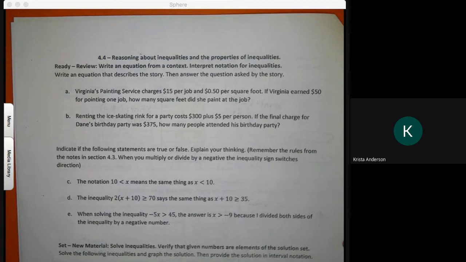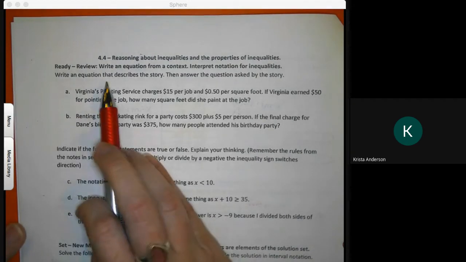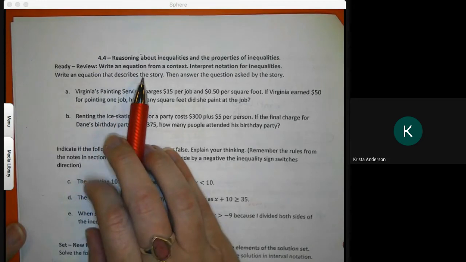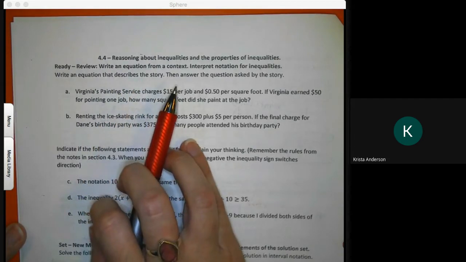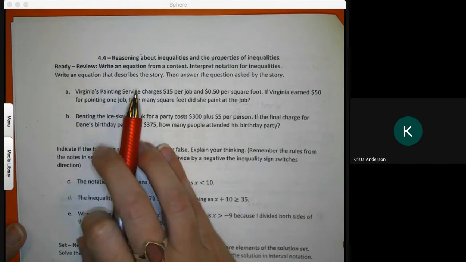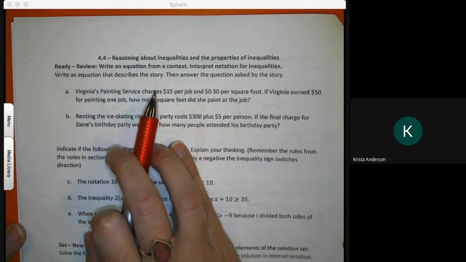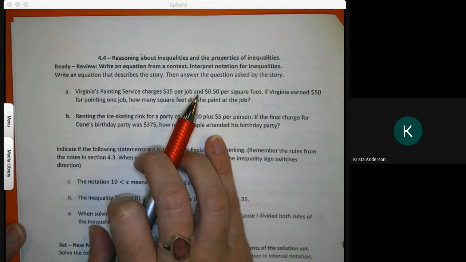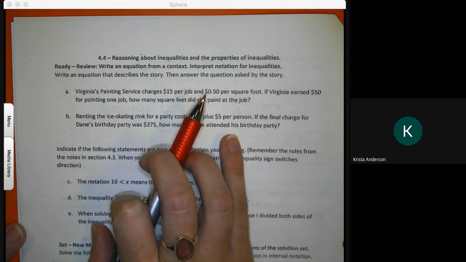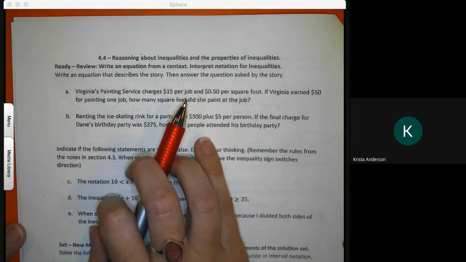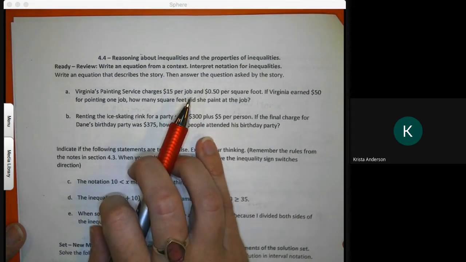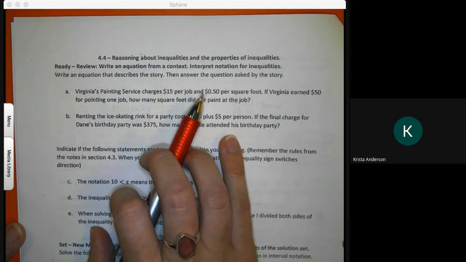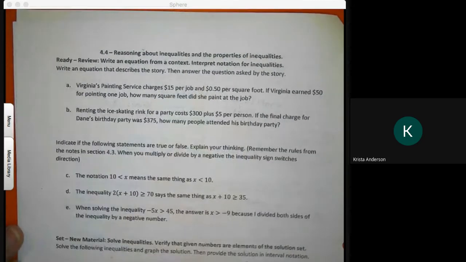For 4.4, we're going to start out with writing an equation that describes the story. Then we will answer the question. Virginia's painting service charges $15 per job and 50 cents per square foot. If Virginia earned $50 for painting one job, how many square feet did she paint at the job? So I first have to set up an equation.